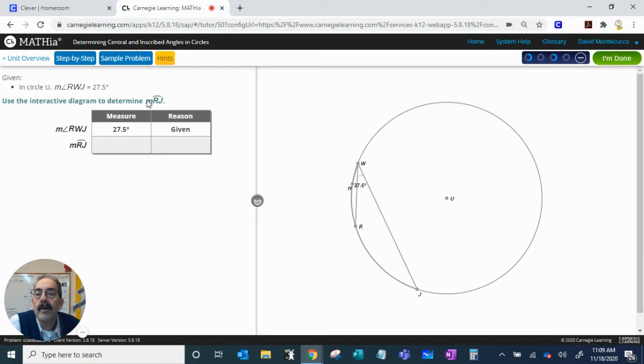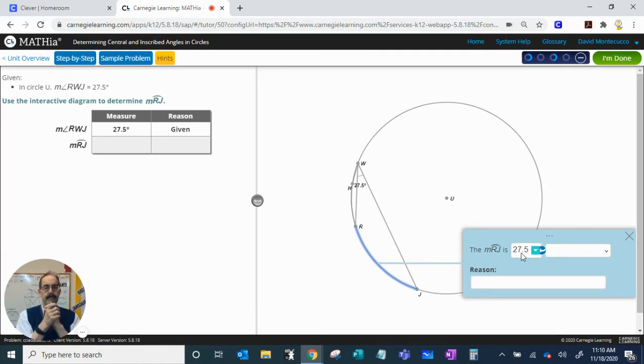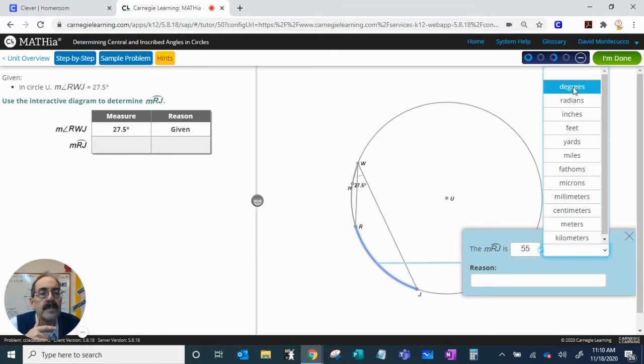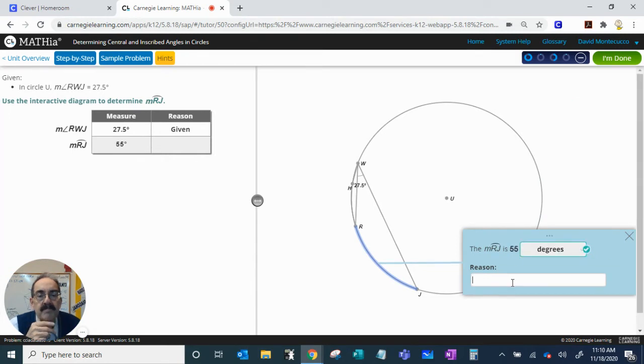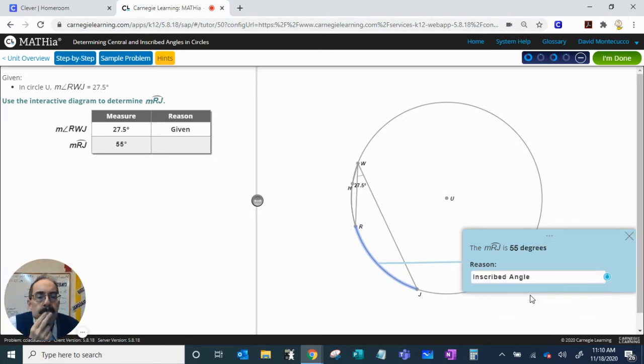Okay. Interactive diagram RJ. Okay, if the inside is 27.5, we're going to double that. Inscribed, remember the one-half rule, so we're going to double it. So what happens if I go 27.5 times 2? Awesome. Didn't even have to do the math. And it's all in degrees. And the reason is because the inscribed angle rule, double or one half. So inscribed angle rule.